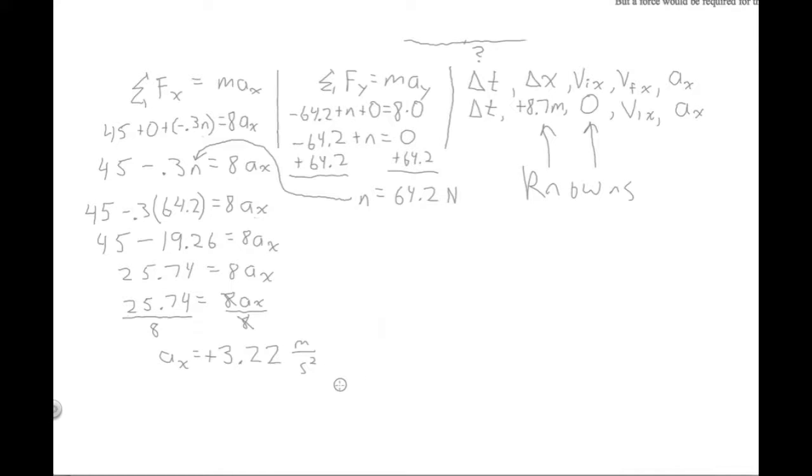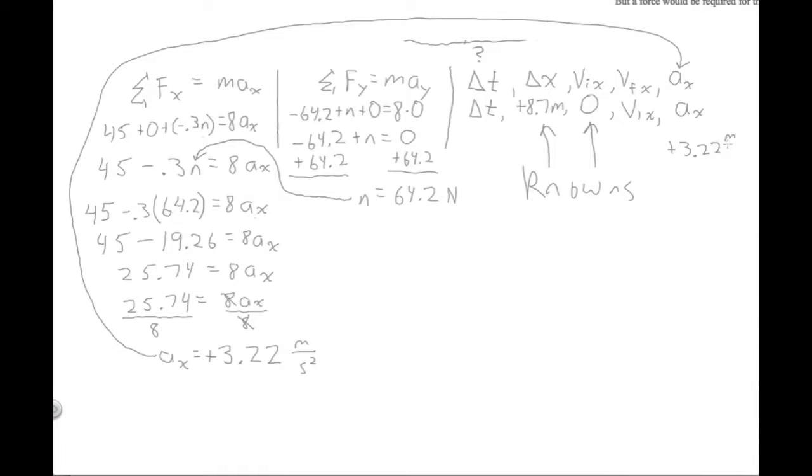Okay, so let's see here. Now we have a sub x, and we're going to substitute that into our kinematics framework. Actually, I'll keep this and make this substitution. There we go. So we can build this in. This is now, we know, positive 3.22 meters per second squared.